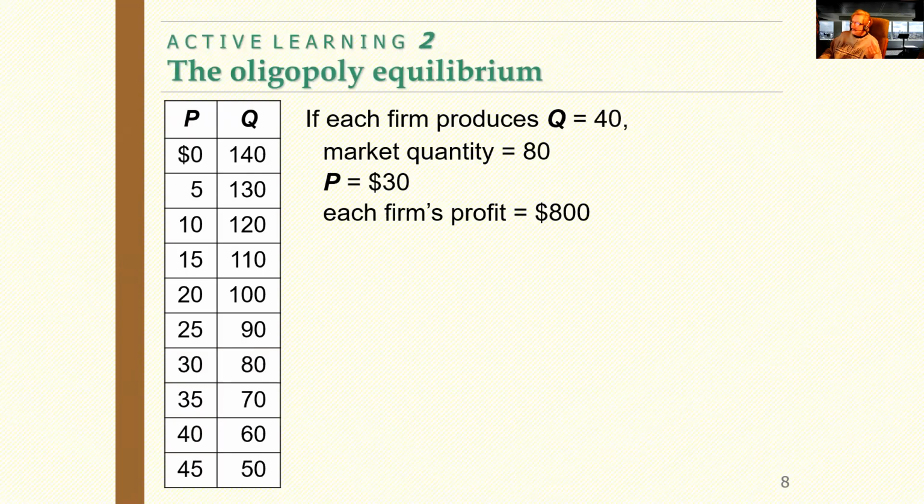Let's look at the oligopoly equilibrium. So at present, if each firm produces 40, that means our quantity in the market, make that look more like a Q, quantity in the market. So here where we are, each firm's profit is 800.